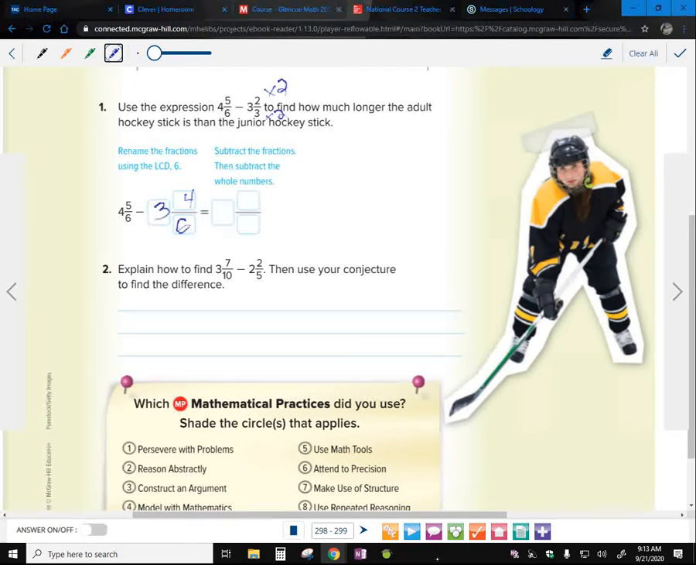So we have common denominators. 5 minus 4 is 1. 4 minus 3 is 1. So we have 1 1/6.